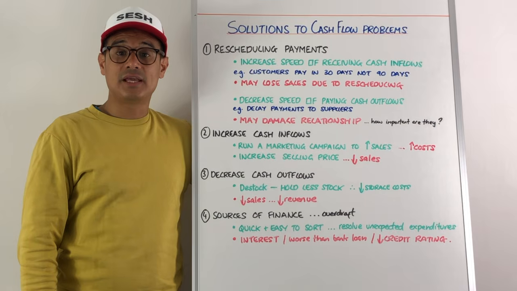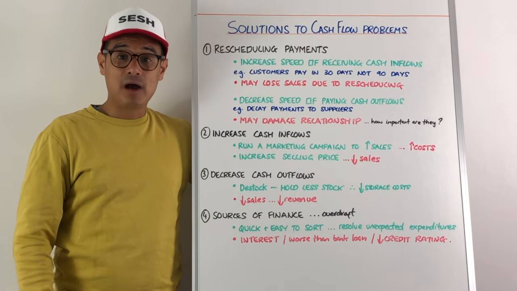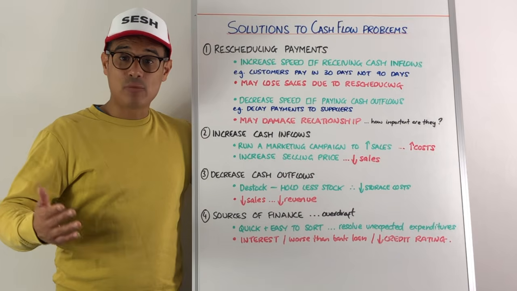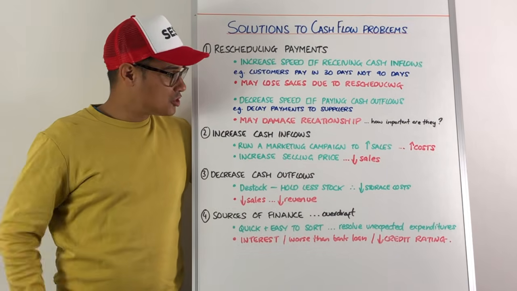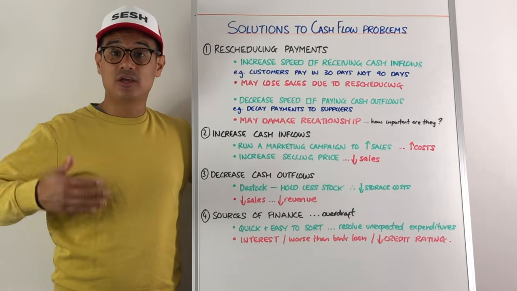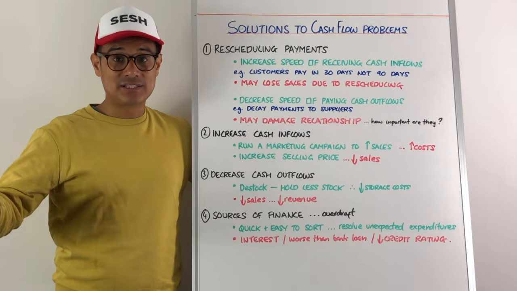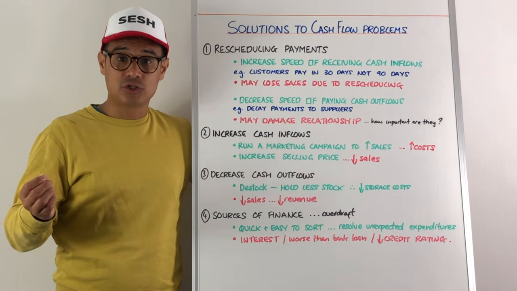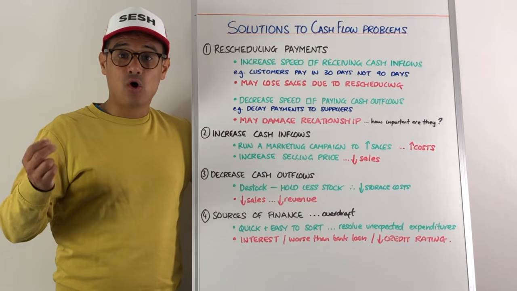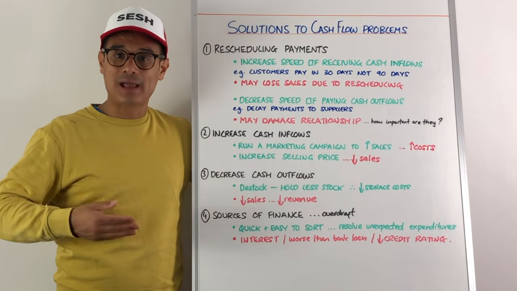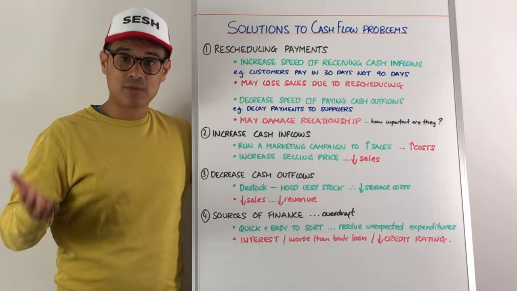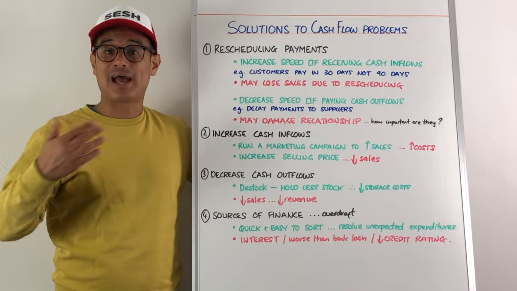The second solution is to increase your cash inflows. You might look to run a marketing campaign and that would generate higher sales, but clearly that's going to have higher costs. Also, you could look to increase your selling price. If you increase your selling price, however, it might lead to less sales, but you need to question the sensitivity of your customers to price changes, because if you've got brand loyalty, you're more likely to be able to increase your prices.